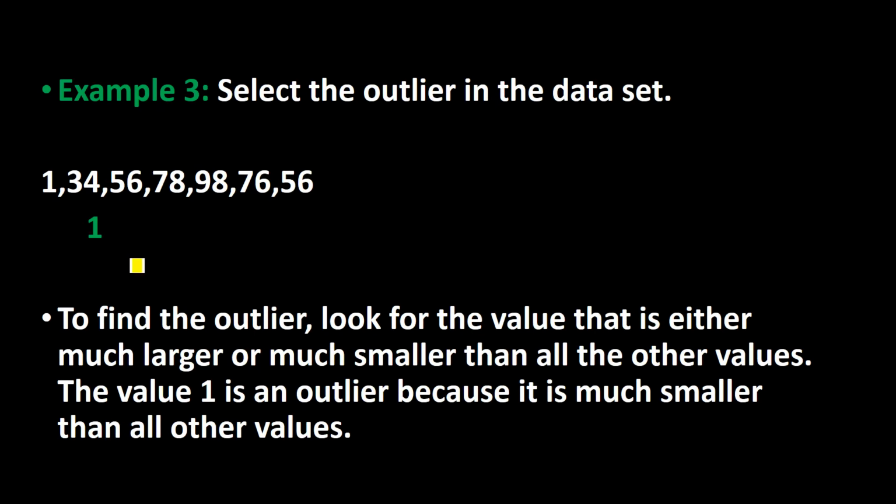One more example. To make it easy, suppose this is our data now, starting from 1, 34, 56, 78, and so on. So you have to see which one is the outlier. Is there any big number or is there any smaller number? We will see there is 1. So again, the same logic: to find the outlier, look for the value that is either much larger or much smaller than all the other values. So in this case, 1 is the outlier because it is much smaller than all other values.